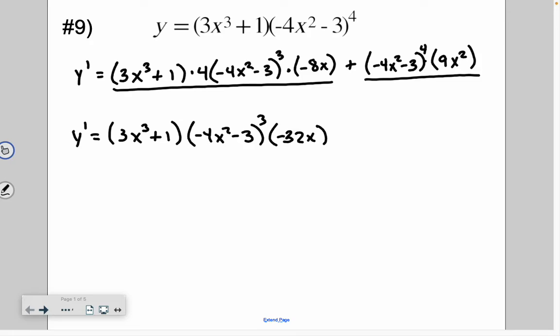All I did really was take the 4 times that negative 8x. That's really all I did at this point. And we have a plus sign, and there's really not much we can do on the second part. So I'm going to leave that alone. I'm not even going to do anything with it.